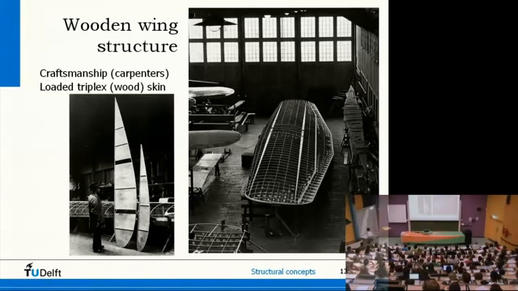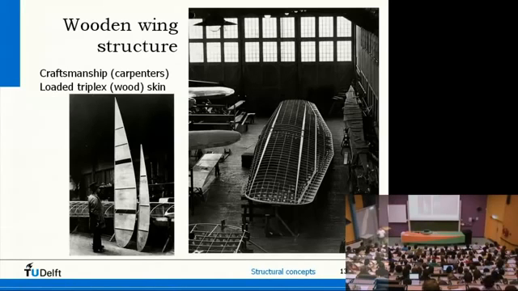Well, here you see some pictures of his production site in those days. You see, this is, for instance, a big wing, fully made more or less of wood, triplex wood. And in those days, it was not too difficult to get all these workers, because the only thing you needed was carpenters. You can make it of wood.